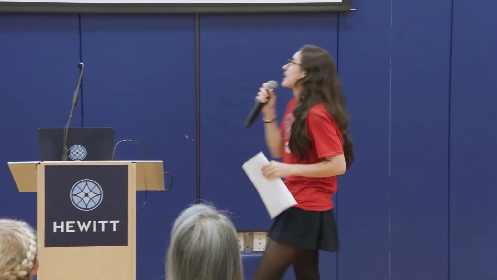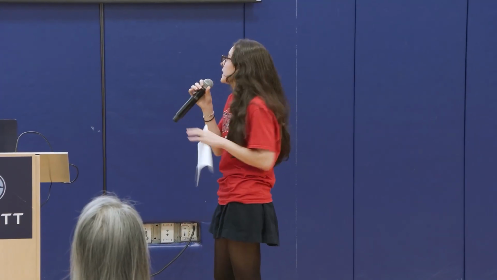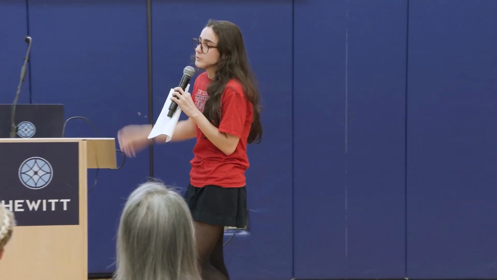And the first step that I had to take toward answering this question was finding two models to compare. The first I already had from my 11th grade year, that would be Bernoulli's work, but the second would have to be a rumor spread model. And I decided to heavily reference the rumor spread model made by two mathematicians, Daley and Kendall, that they created in 1964, used to predict the spread of rumors.